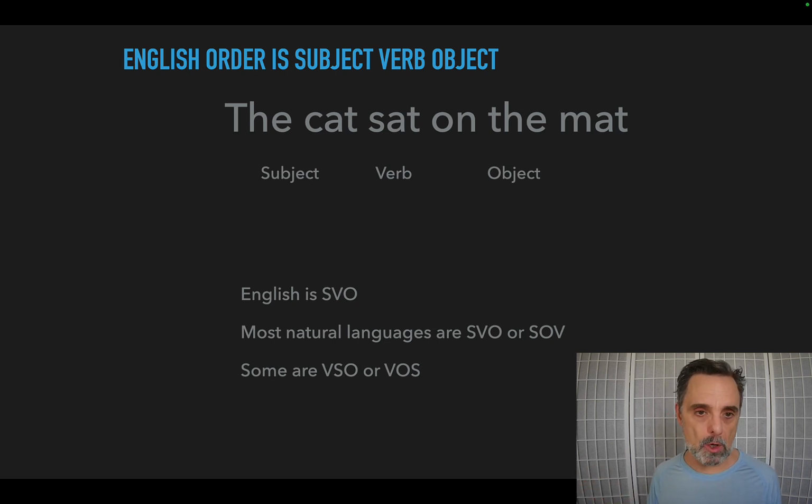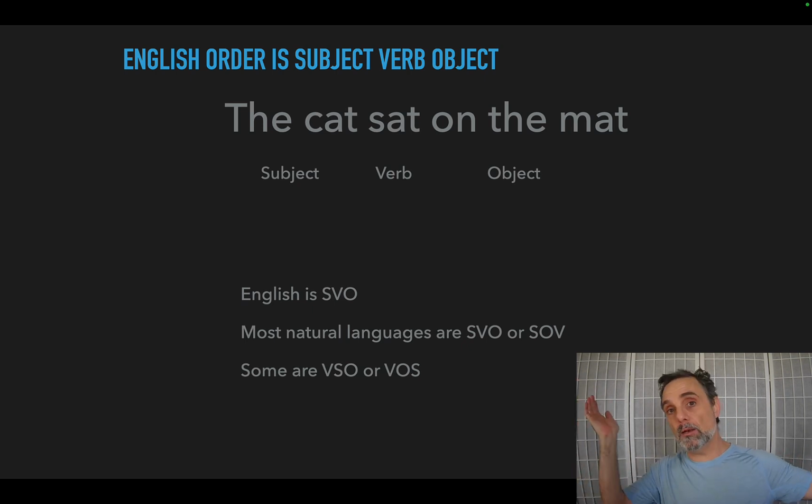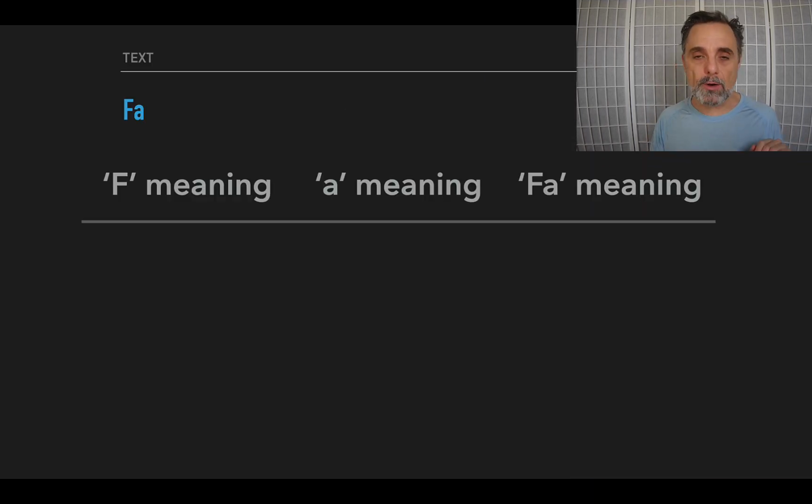Most natural languages are SVO like English, or they might be subject, object, verb. So that would be the cat on the mat, sat. The subject comes first, the cat, then the object on the mat, and then sat. Some put the verb first. So while you may be used to subject, verb, object, they could come in any, well, maybe not any order, but lots of different orders in natural languages. And how does it work in the logical language? Well, let's look at some examples and then we'll generalize.